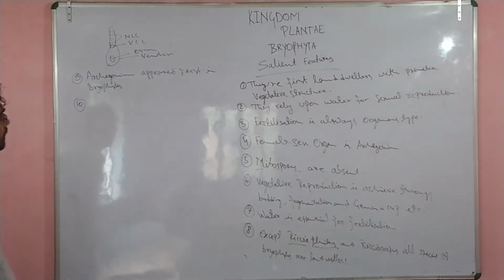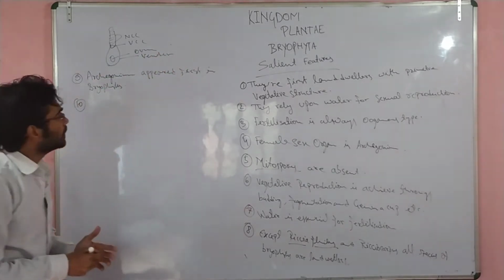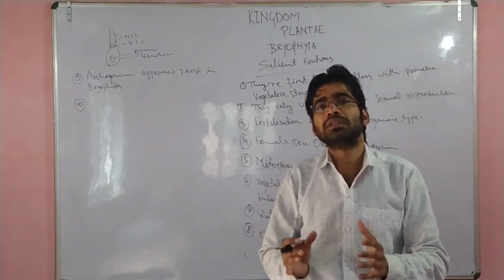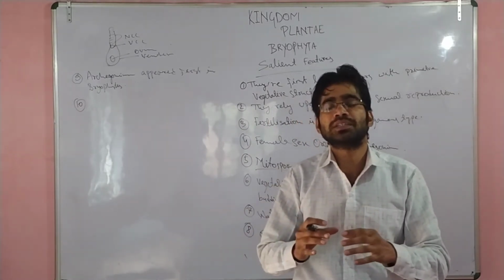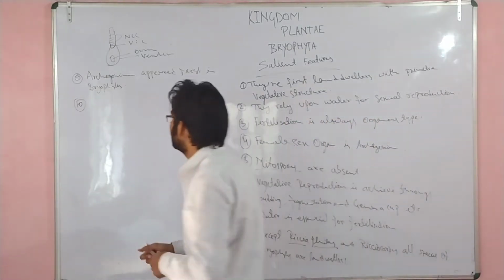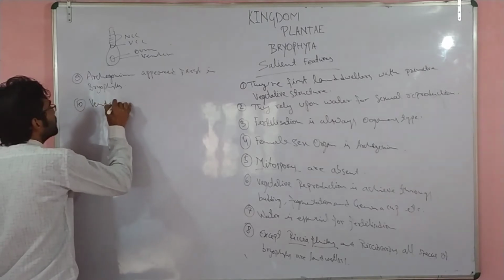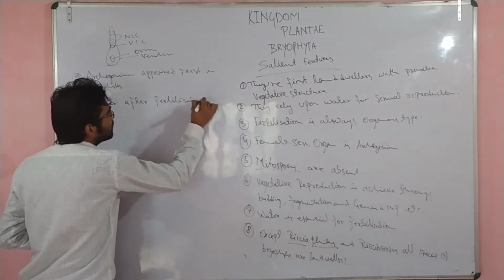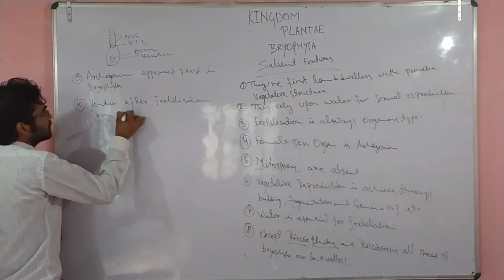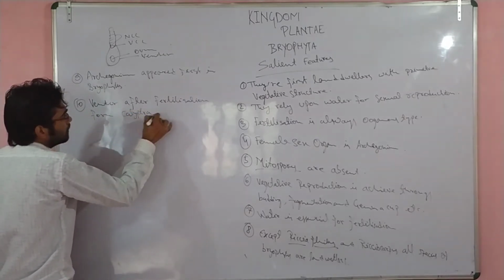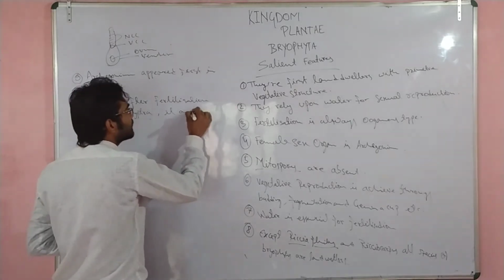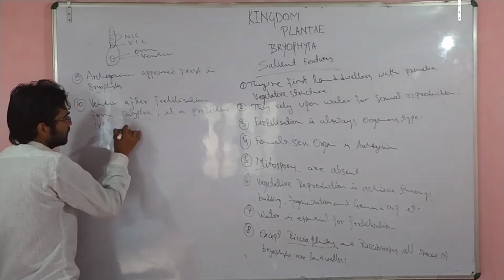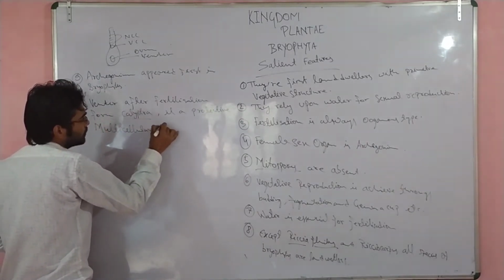After fertilization, this venter acts as a protective structure. The venter after fertilization forms the calyptra, a protective multicellular structure.